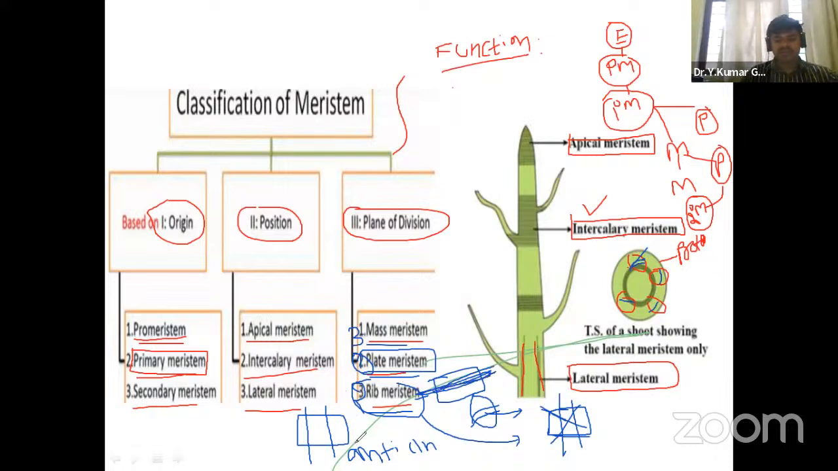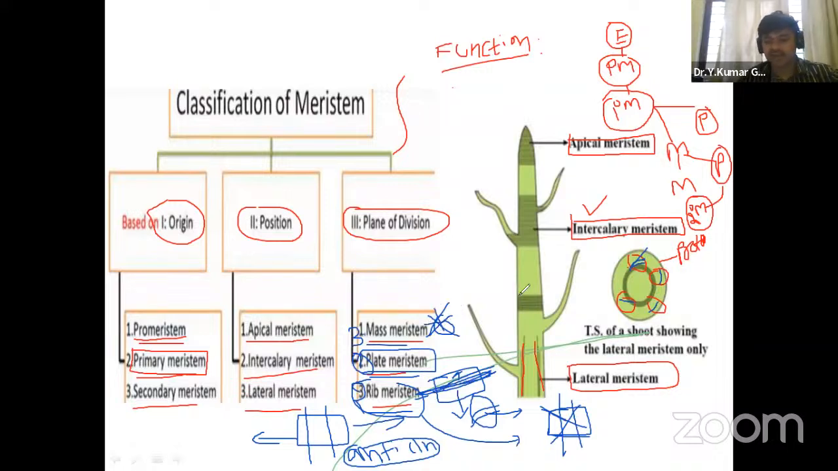Just imagine, due to this anticlinal division, the surface area increases like this. Due to rib division, the layers increase. The mass meristem shows irregular division.